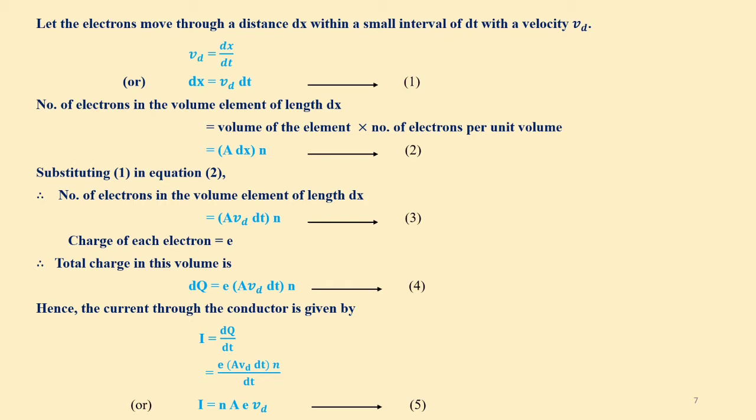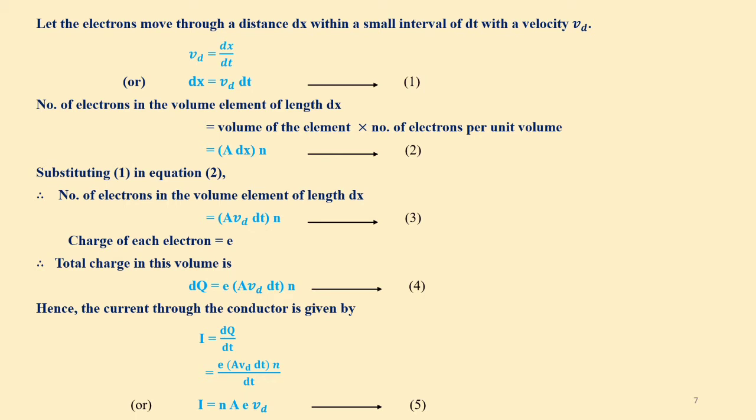This is equation 1. The number of electrons in the volume element of length dx is equal to the volume of the element into the number of electrons per unit volume. That is equal to A dx into n. This is equation 2. Substituting 1 in equation 2, the number of electrons in the volume element of length dx is equal to A into Vd into dt multiplied by small n. This is equation 3.